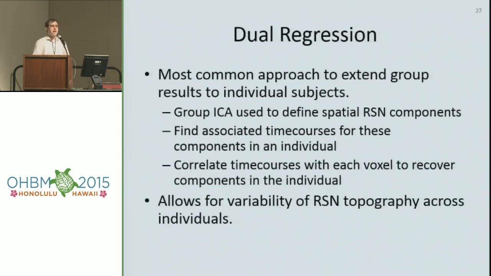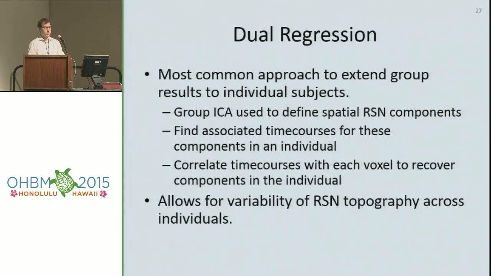Dual regression is not generally considered supervised learning, but I'm putting it into this category because it's the most common method used to extend group-level results to individual subjects. So typically, you compute group-level spatial ICA components, and then find the associated time courses for these components by regressing them into an individual data set, and then take that time course and correlate it with every voxel to recover the topography of that component in an individual subject. This allows us to take group-defined components and allow for variability in their topography across individuals.